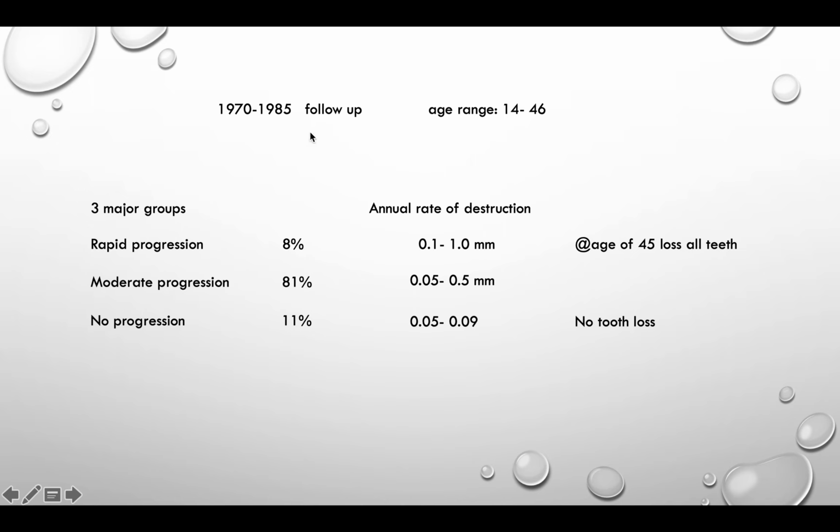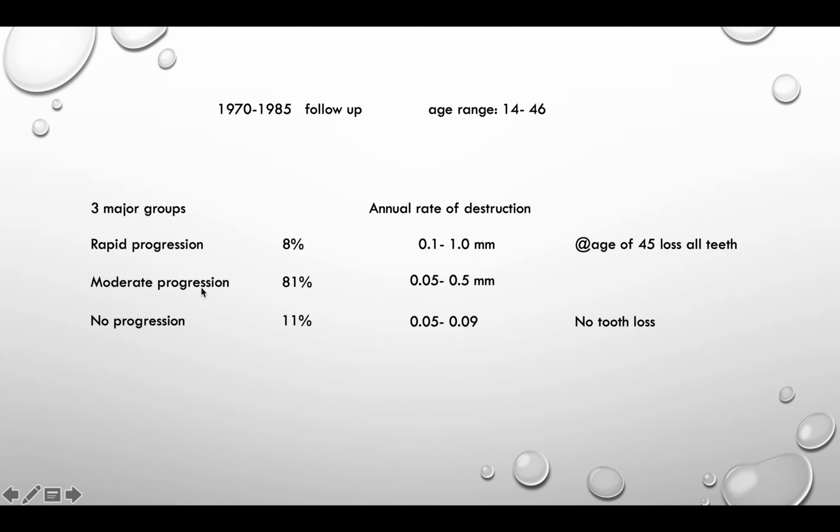8% of this population during this follow-up time had rapid progression of the disease. You can see the annual rate of destruction was 0.1 to 1 millimeter. 1 millimeter of attachment loss is a lot of attachment loss, like 10 millimeters in 10 years basically. So what you can see is this 8% of people lost all of their teeth at the age of 45.